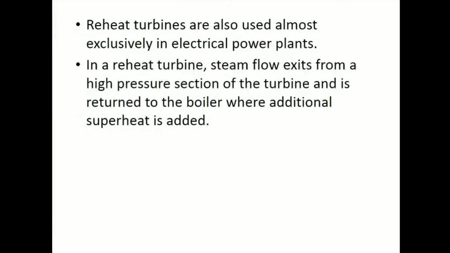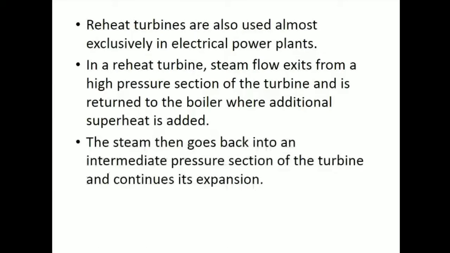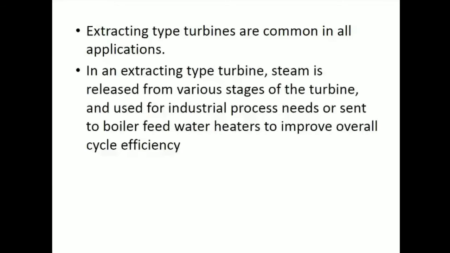In a reheat turbine, steam flow exits from a high pressure section of the turbine and is returned to the boiler where additional superheat is added. The steam then goes back into an intermediate pressure section of the turbine and continues its expansion. Extracting type turbines are common in all applications. In an extracting type turbine, steam is released from various stages of the turbine and used for industrial process needs or sent to boiler feedwater heaters to improve overall cycle efficiency.